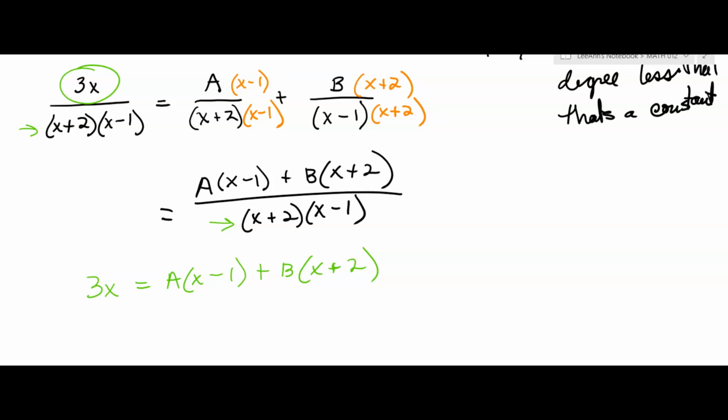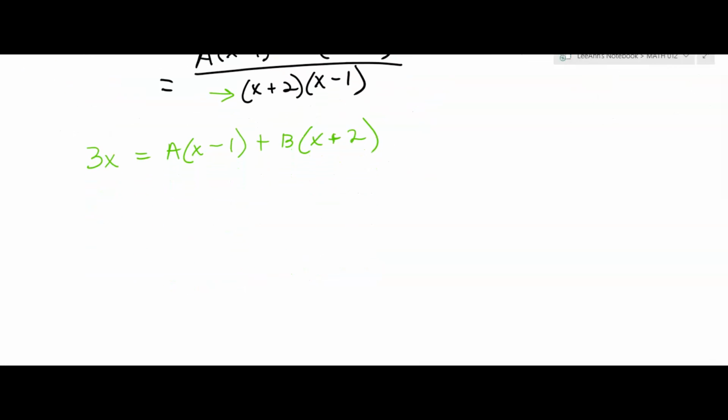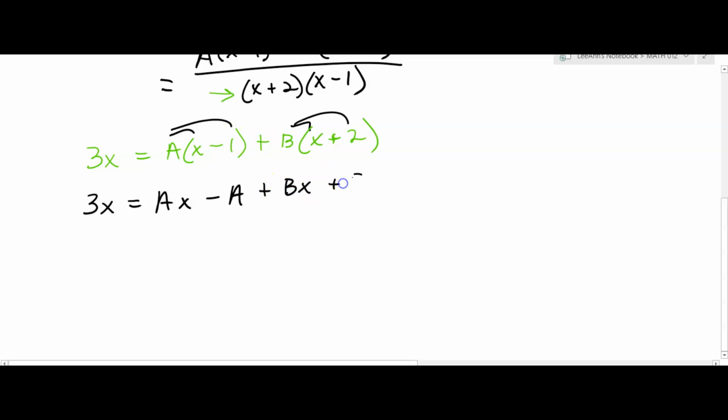And you might be wondering, okay, well, how's this going to work out? And usually we don't do quite this much writing, but it's okay. I wanted to show it to you in all its steps. So I'm going to distribute, and I get Ax minus A, and I'm going to distribute, and I get Bx plus 2B. Okay, now here comes the exciting part. Well, it's all exciting, but see, this is a 3x. That means that Ax plus Bx has to equal 3x.